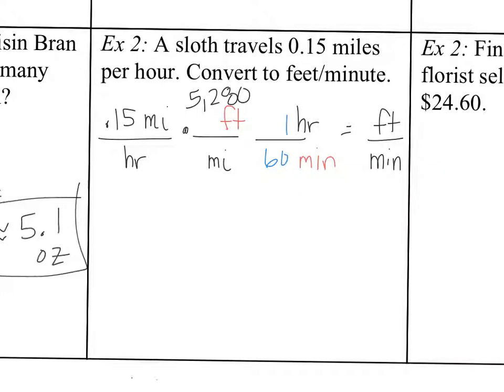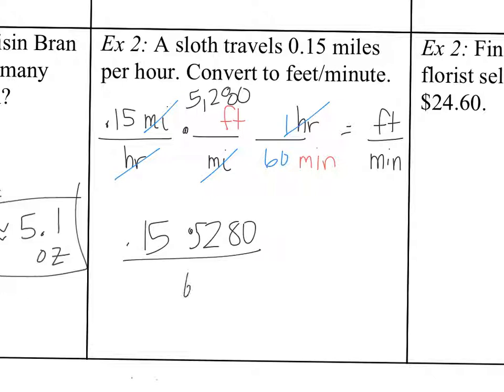60. So my units, hours, are going to cancel out right here. Miles, and I'm going to be left with feet per minute, and I have to multiply 0.15 times 5,280, I'm going to write this out, so 0.15 times 5,280 all over 60. So 0.15 times 5,280 divided by 60 is 13.2 feet per minute.